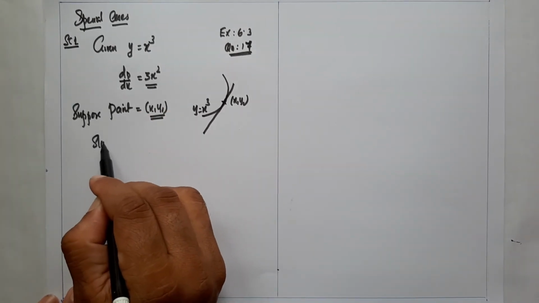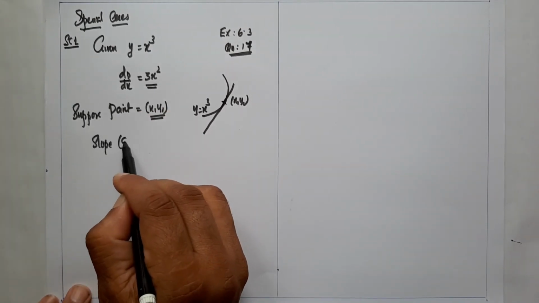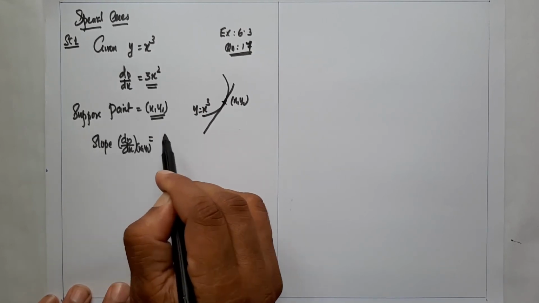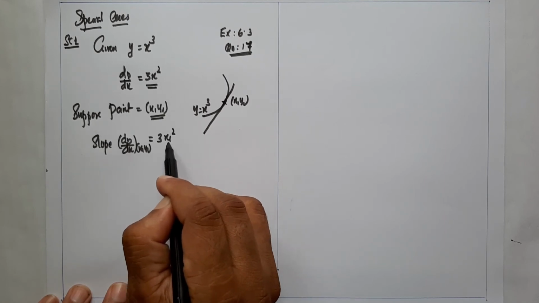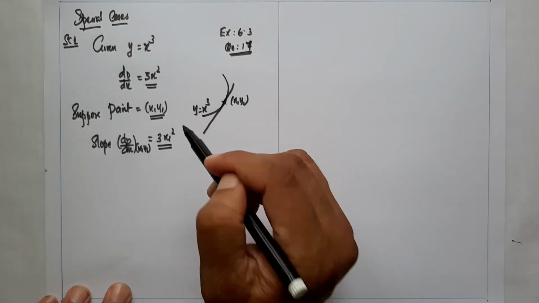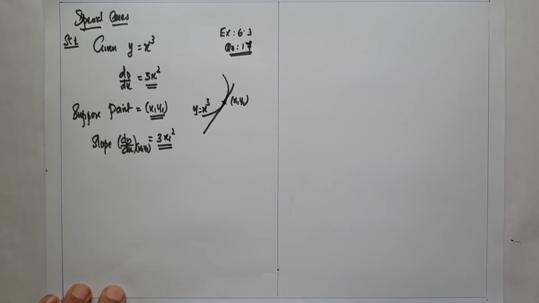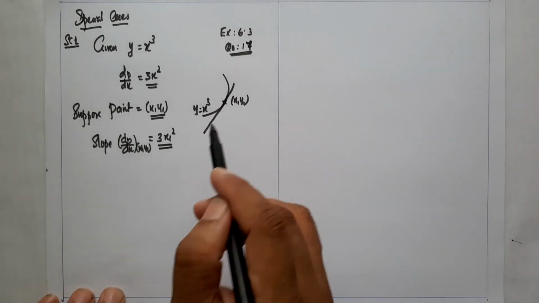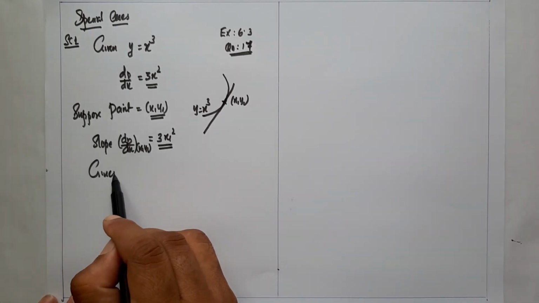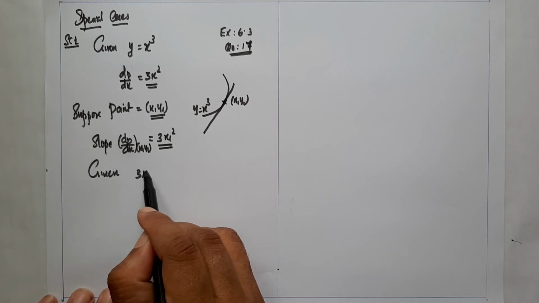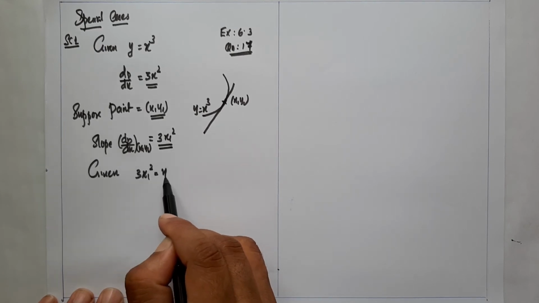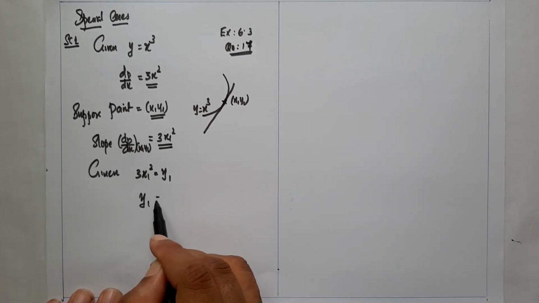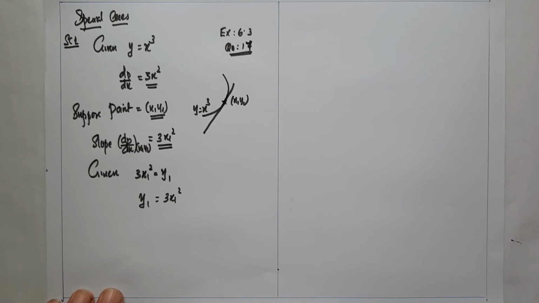Now we will find the slope of the tangent, which is dy by dx at x1, y1, is equal to, we get answer 3x1 square, which is slope of this tangent to this curve. Now we apply the given condition. Here given slope of this tangent is equal to y coordinate. Slope of the tangent means 3x1 square is equal to y coordinate means y1. 3x1 square equal to y1, or y1 is equal to 3x1 square.